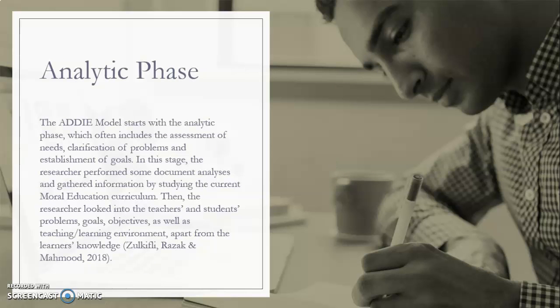The analytic phase. The ADDIE model starts with the analytic phase, which often includes the assessment of needs, clarification of problems, and establishment of goals. In this stage, the researcher performed some document analysis and gathered information by studying the current moral education curriculum, basically our standards. Then the researcher looked into the teachers' and students' problems, goals, objectives, as well as teaching learning environment apart from the learner's knowledge.